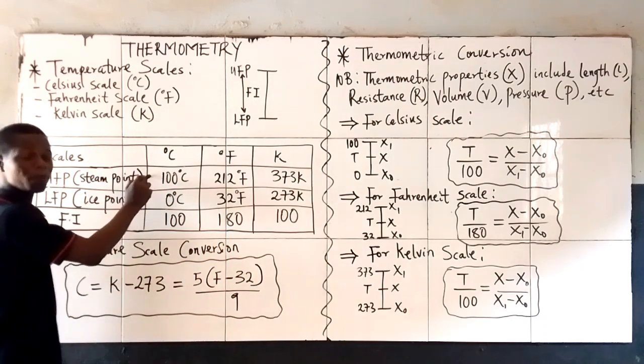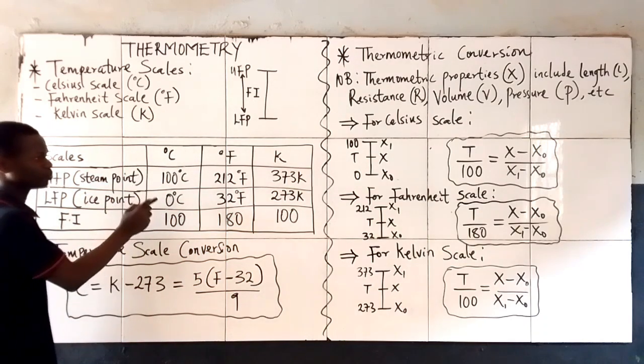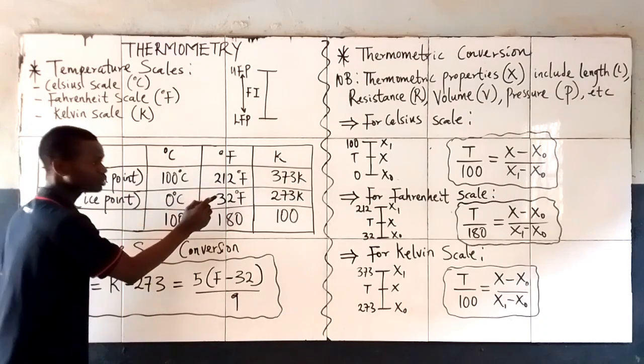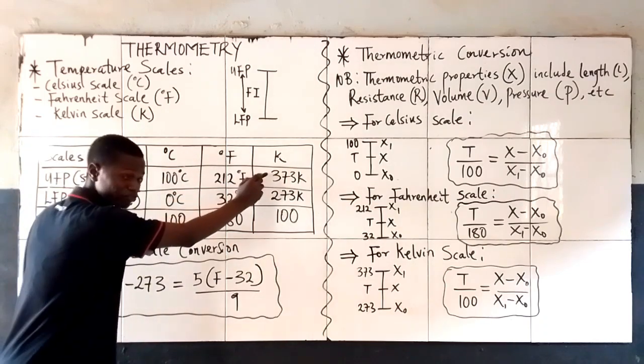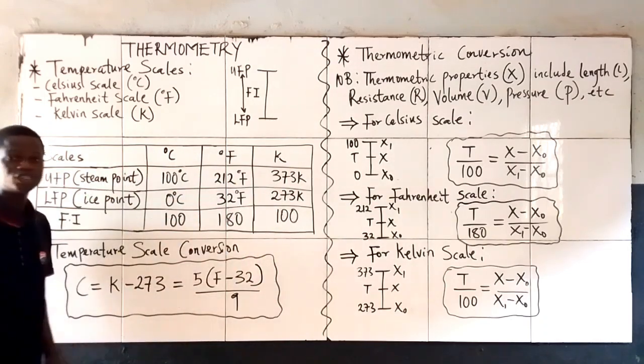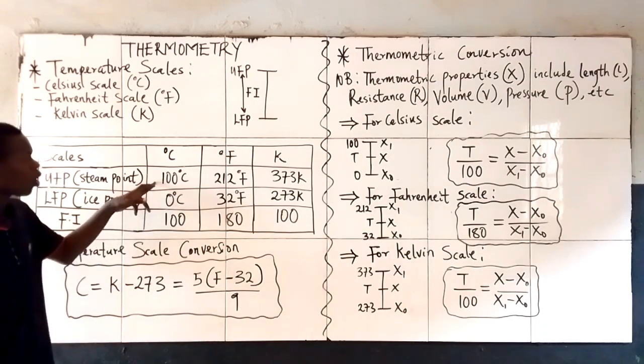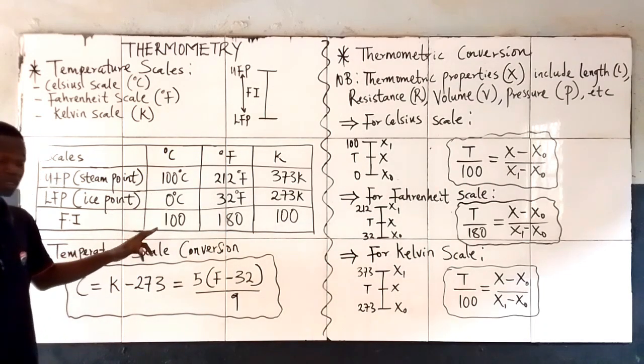We say the upper fixed point minus the lower fixed point. Upper fixed point minus the lower fixed point. So let's see what it will be. 100 minus 0 will give us 100.